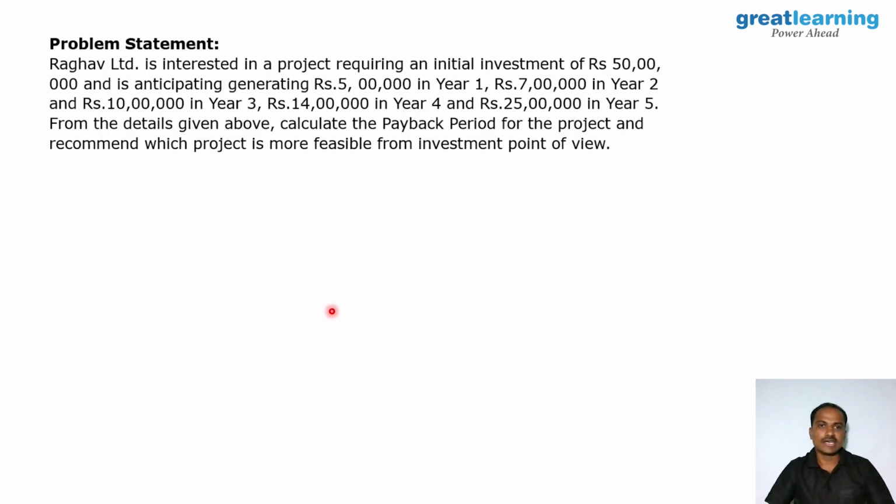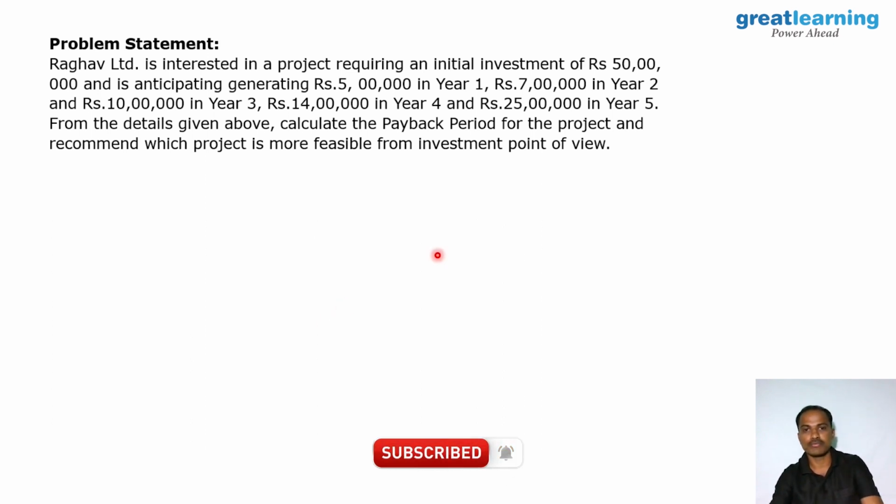Raghav Limited is interested in a project requiring an initial investment of 50 lakhs and is anticipating generating rupees 5 lakhs in year 1, 7 lakhs in year 2, 10 lakhs in year 3, 14 lakhs in year 4 and 25 lakhs in year 5. From the details given above, calculate the payback period for the project and recommend which project is more feasible from an investment point of view.